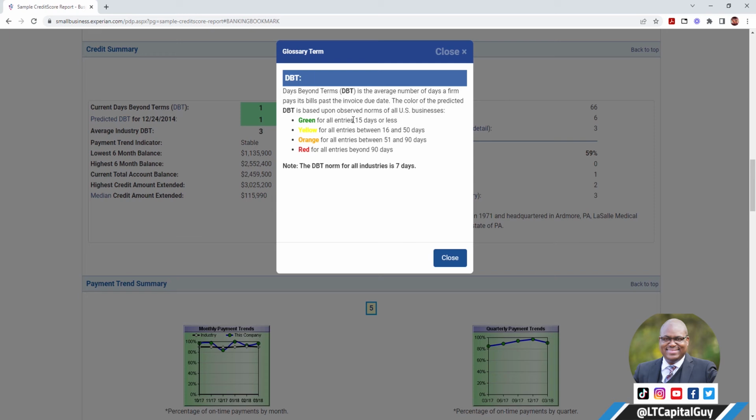So if you've paid your bills 15 days or less after the due date, you're typically going to be in green. Yellow is for entries 16 to 50 days after the due date. Orange is 51 to 90. Red is anything beyond 90 days, or not paying your bill for 90 days after the due date. Looks like they're saying that the norm for days beyond term is about 7 days.